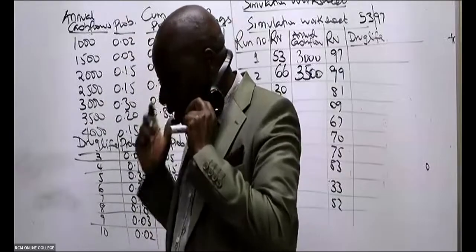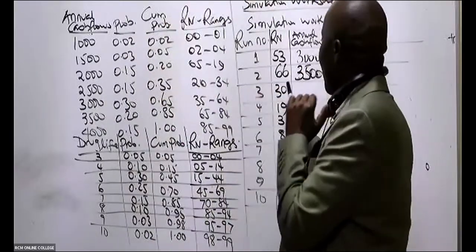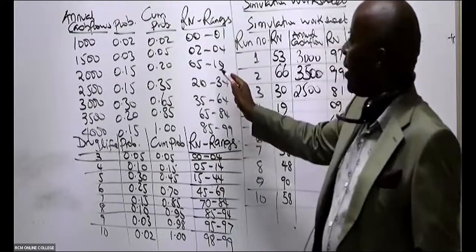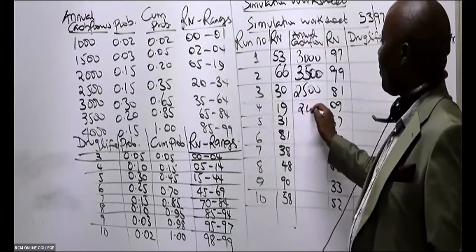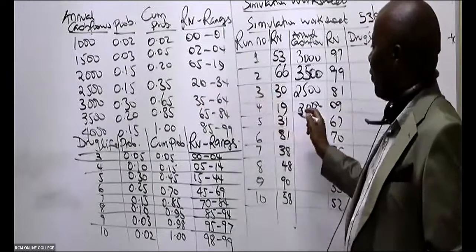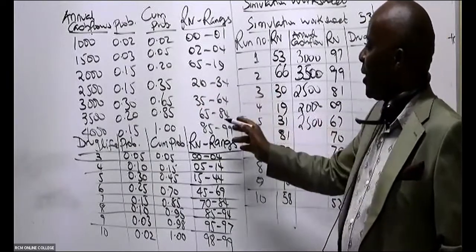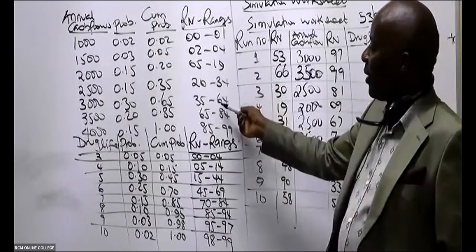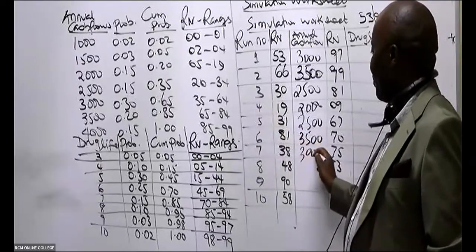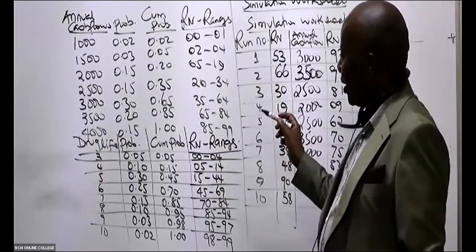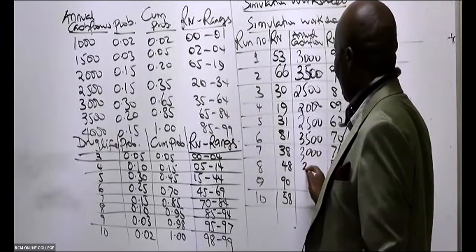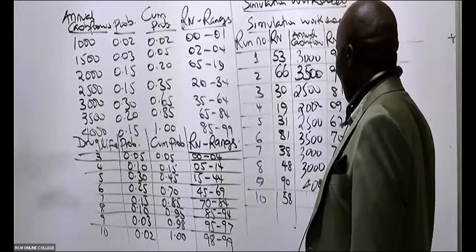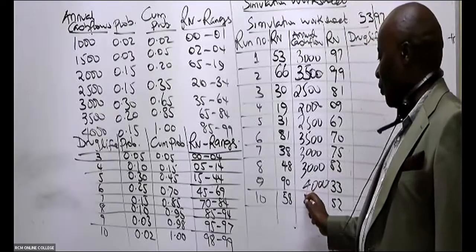So have they finished those figures? Yes. So for the cash flows, when it's 30, 30 is here, 2,500. When it's 19, 19 is here, 2,000. 31, 31 is here, 2,500. 81, 81 is here, 3,500. 38, 38 is here, 3,000. 48, 48 is here, 3,000. 90, 90 is here, 4,000 there. And then 58, 3,000. Thank you very much.